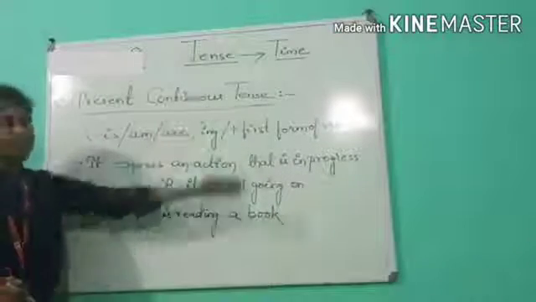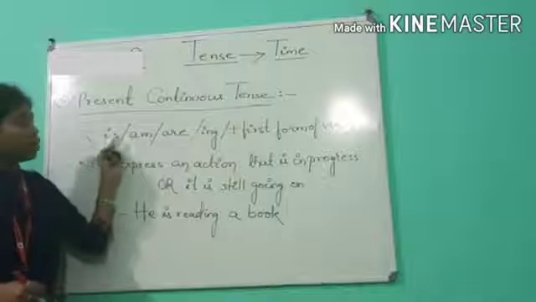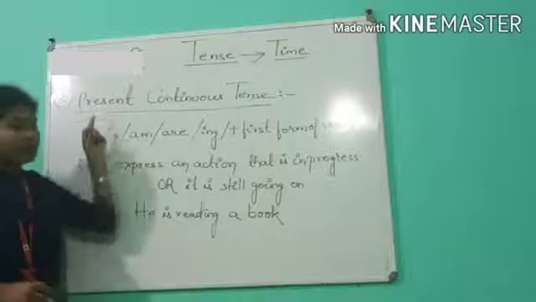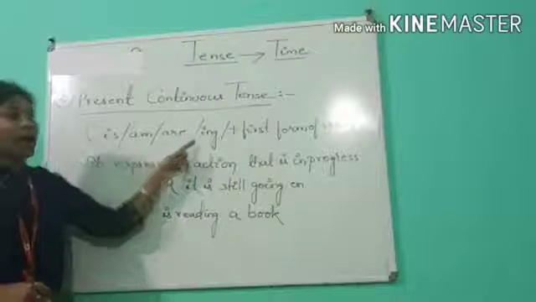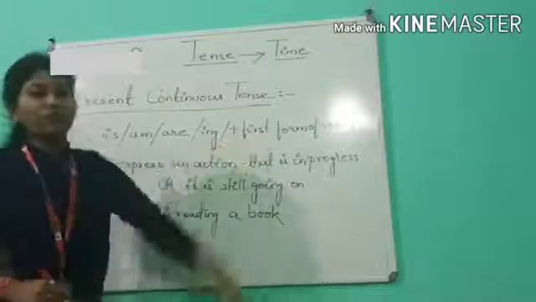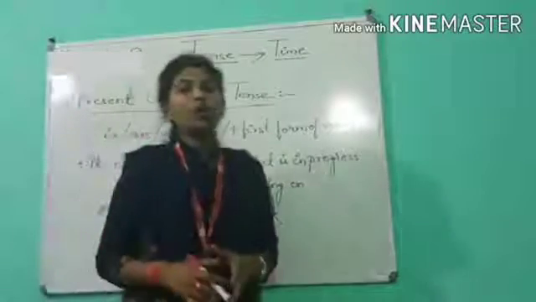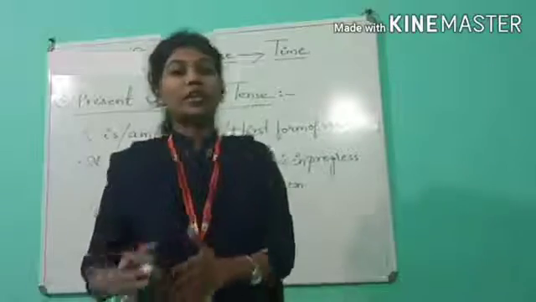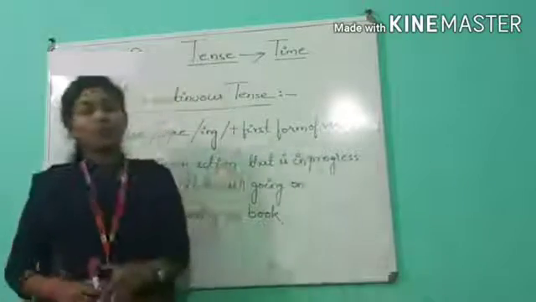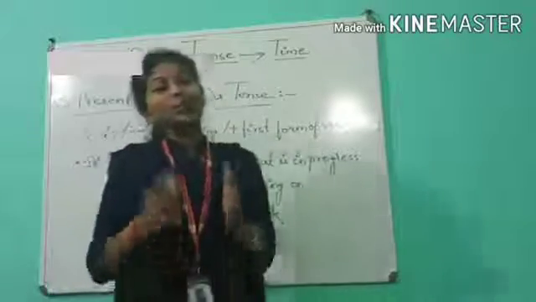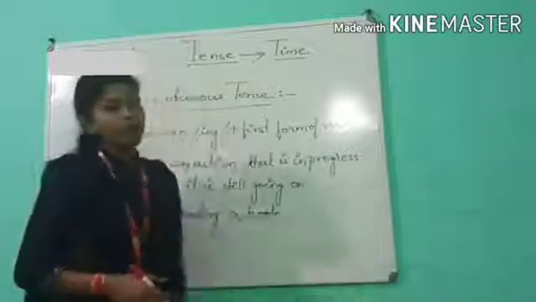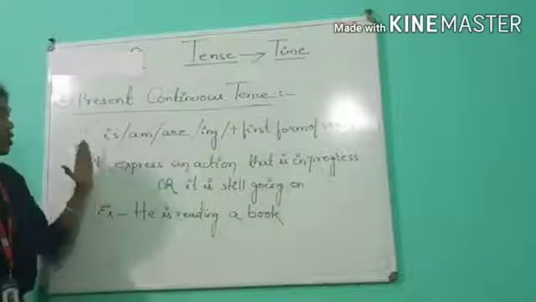In present continuous tense, we use is because we are talking about present, and are, ing plus first form of verb. I know you all know what is V1, V2, V3. So V1 is the first form of verb, or we can say the root word is called the first form of the verb. Now you can see the definition.